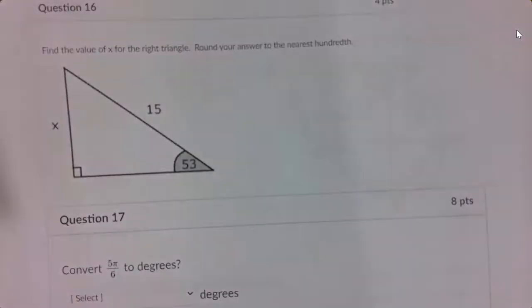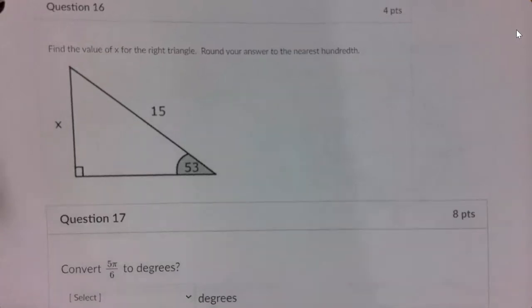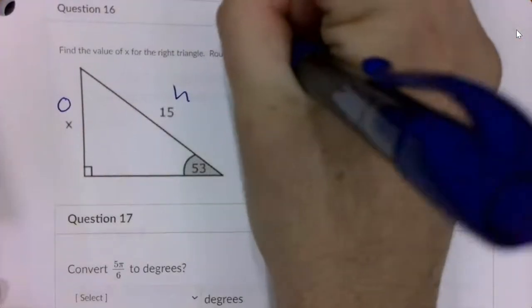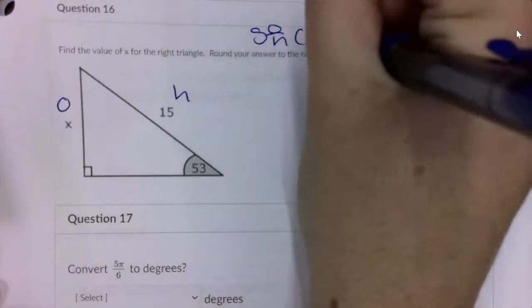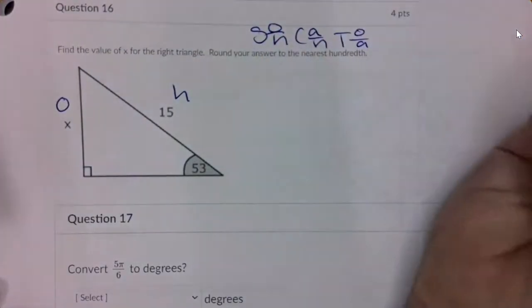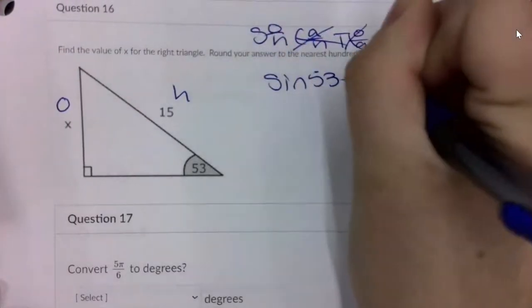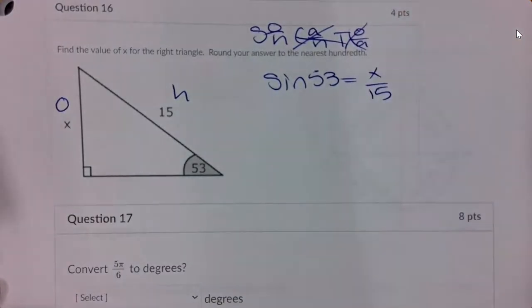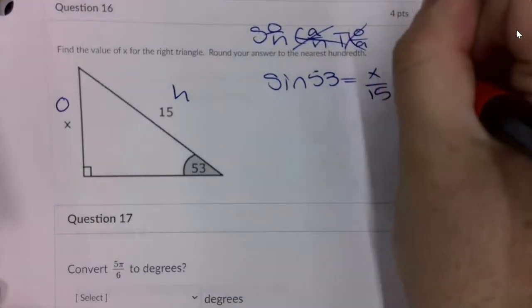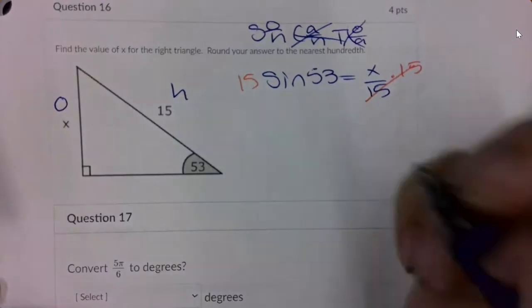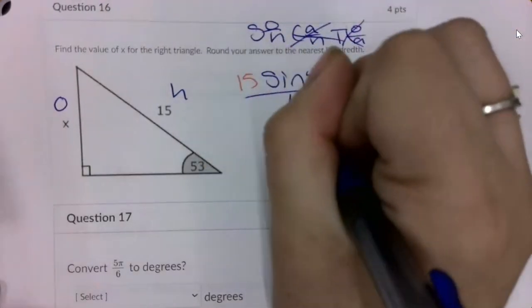This one wants me to find the value of x for this right triangle, round my answer to the nearest hundredth. So I have my opposite side and my hypotenuse. This, if I remember SOHCAHTOA, is sine. So I would do sine 53 equals x over 15. I want to get x all alone, so I'm going to multiply both sides by 15. That cancels out on the right, and I have 15 sine 53.